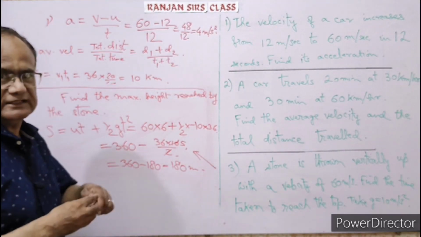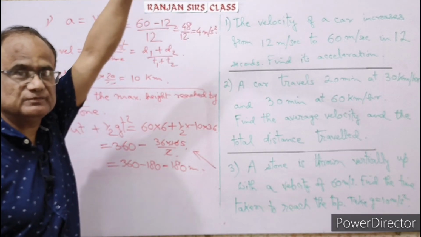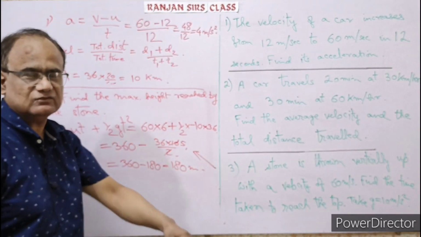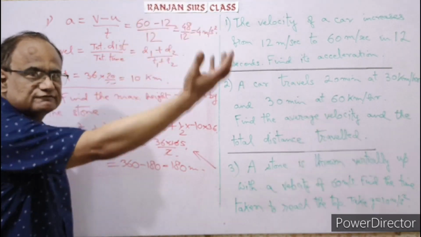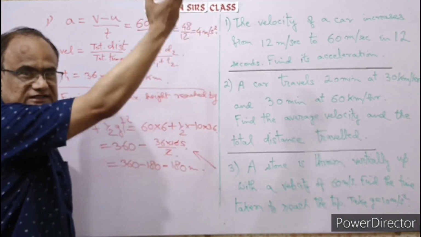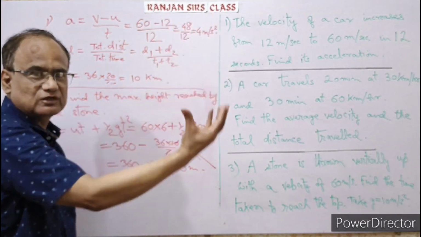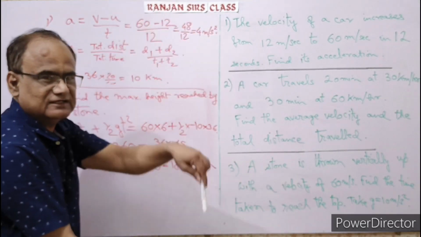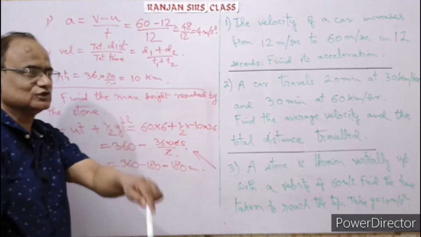Got it? That is when the velocity of the stone becomes 0, and then it will start to fall back to the earth again. Why? Because of the force of gravity. During the second part of the journey, velocity of the ball will again start to increase because the ball is falling downwards. Got it? Good.